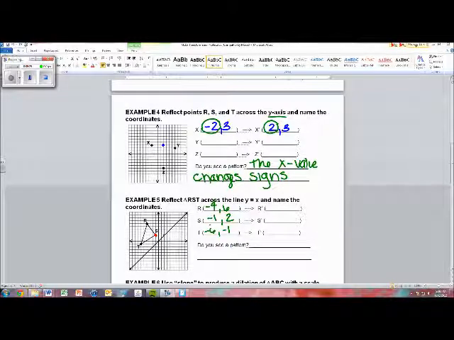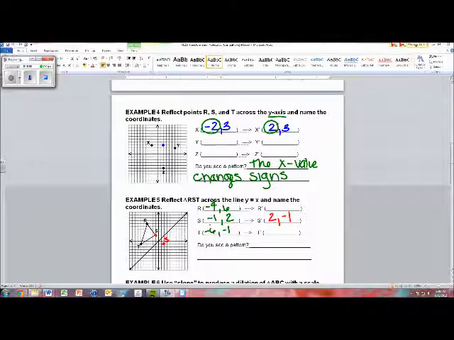Well, now that I'm reflecting across this diagonal line, I can't keep counting right. I actually have to change directions, and I'm going to count down. 1, 2, 3. If you had counted diagonally 1.5, you would have also gotten there because you would have gone a half and then 1. So this is where the new point S is going to be located. And right now, S, this point, is at +2, -1.